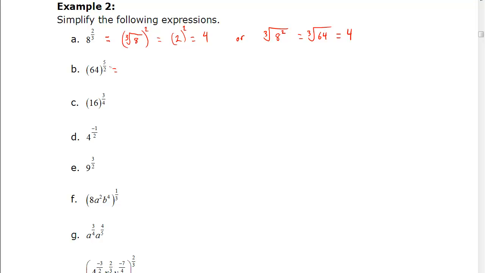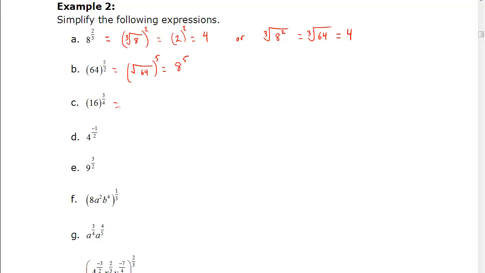So for this one then, we're asked to find 64 to the power of 5 over 2. Well, that means the square root of 64. If there's no number written here, it means 2. So that's what we get when we have a half. So it's the square root of 64 to the power of 5. And that means 8 to the power of 5. And we'll leave 8 to the power of 5. You can put it on your calculator if you want. It's a large number, but we're fine with 8 to the 5.